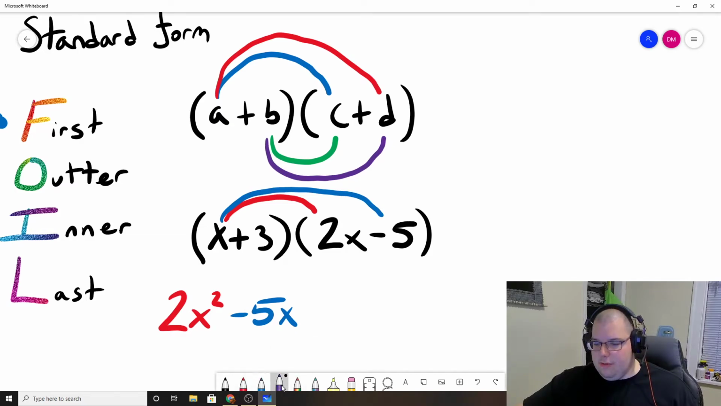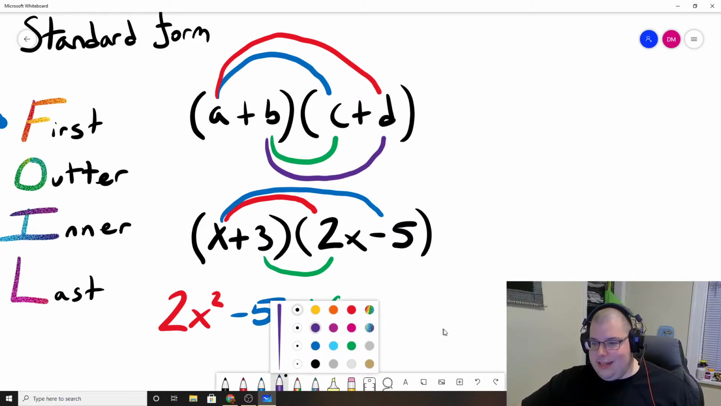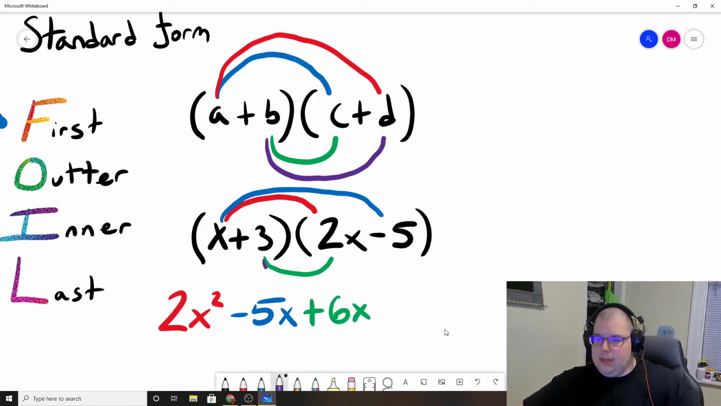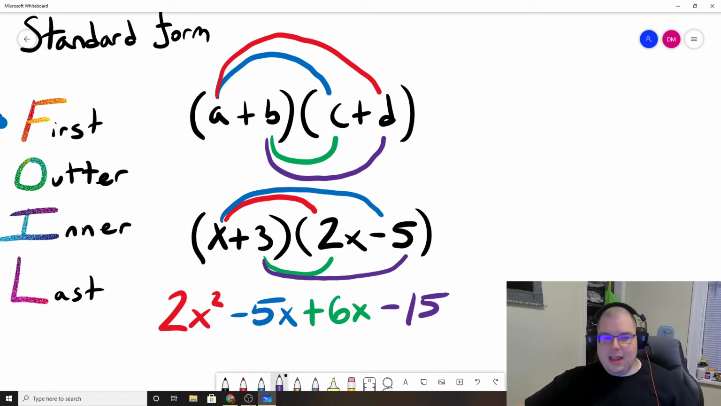Now we're going to move to the inside two pieces, which are the 3 and the 2x. So 3 times 2x is a positive 6x. 3 times 2, and then the x hangs on. And then finally, the lasts, which are going to be in purple here. The last two pieces of each binomial are 3 and negative 5, and 3 times negative 5 is negative 15. And so there we have it.